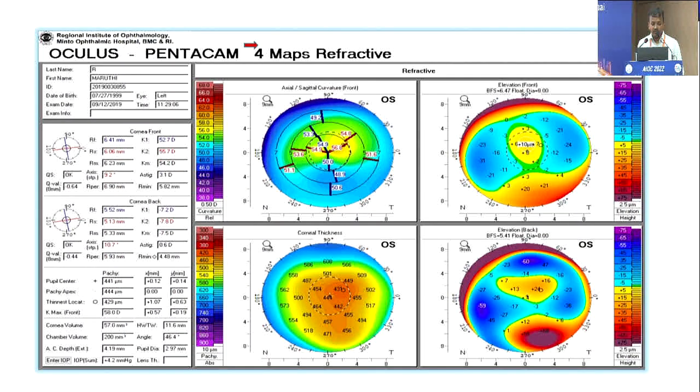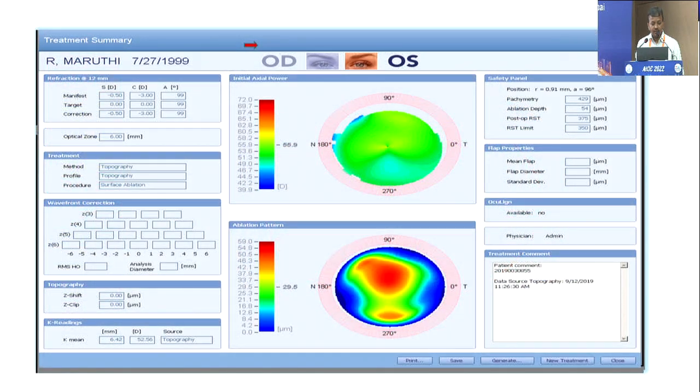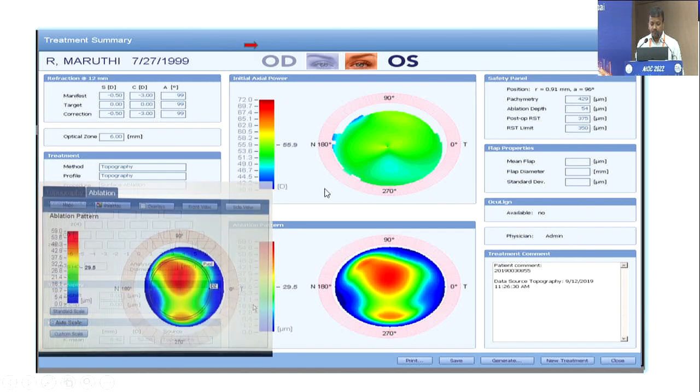This is one such case. He had almost a central cone, moderate. This is a case which I had shown as a workup. He had a thickness of only 429 with maximum keratometry of 58, and a cylinder of about -6. We will be correcting only -3 here, because he had a thickness of 429, so we can ablate only up to 54 microns in this case. So we have a residual of at least 375.